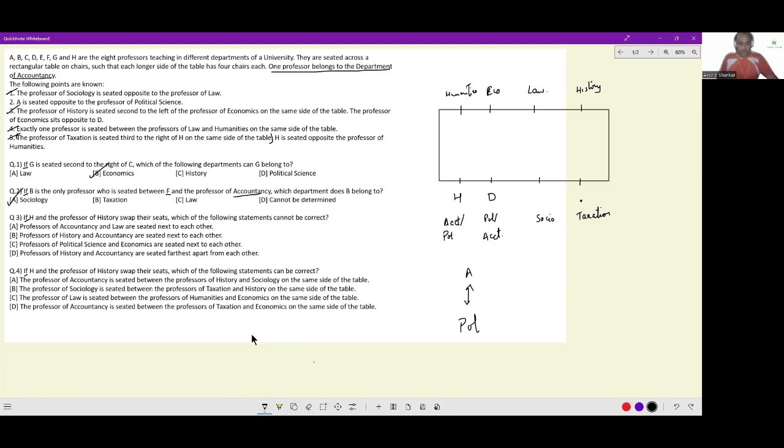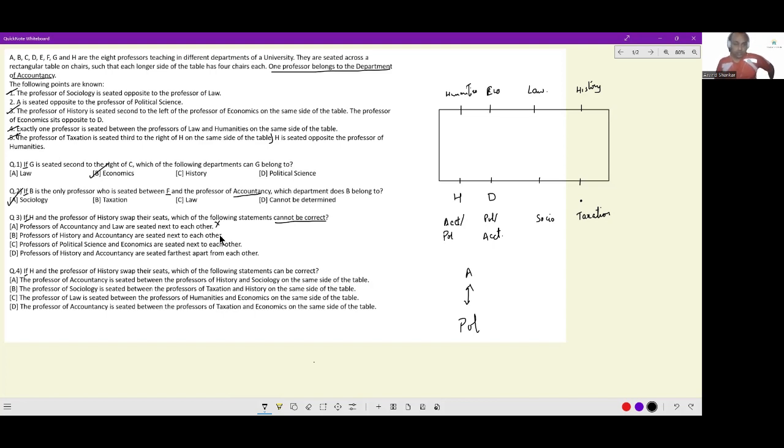Next, if H and the professor of history swap their seats. So history comes here. H, with whatever specialization or subject he has, goes to this corner. Then which of the following statements cannot be correct? Not even in a single case can the statement be correct. Let's read. The professors of accountancy and law are seated next to each other. H can indeed be a professor of accountancy next to law. So this can be correct and therefore cannot be the answer.